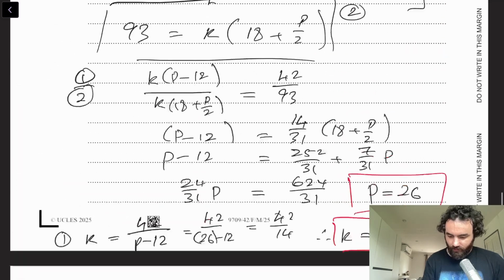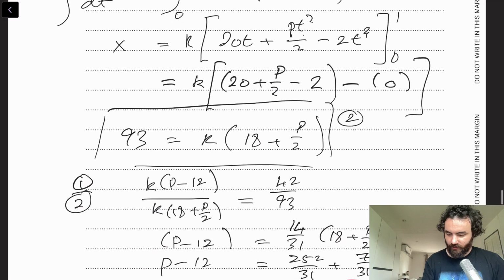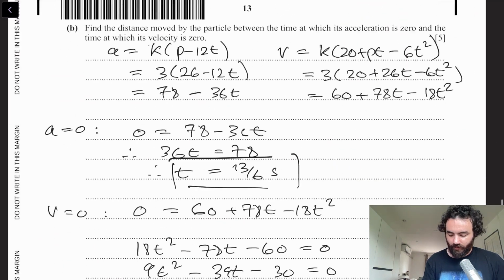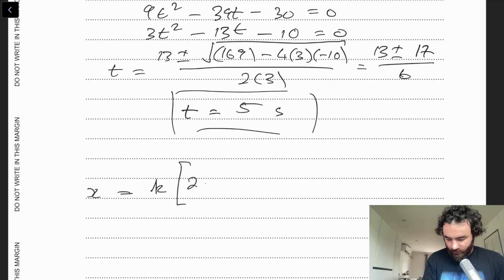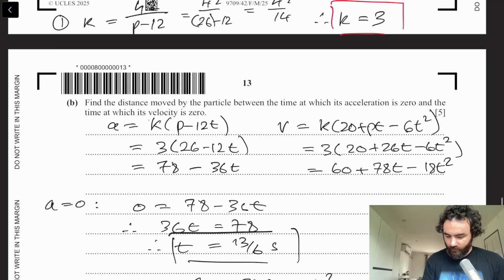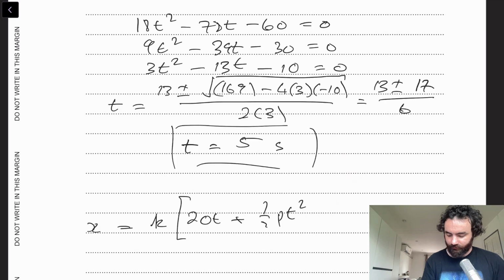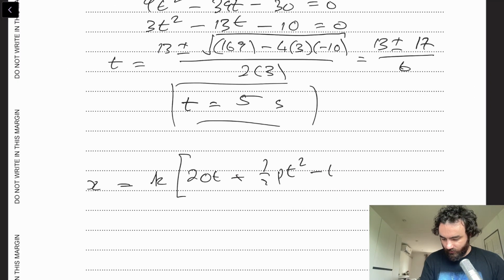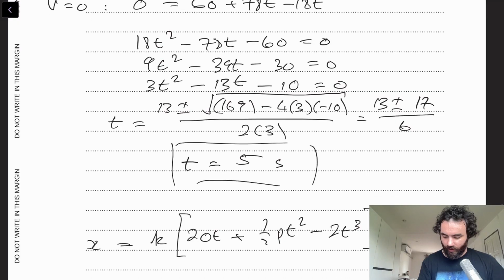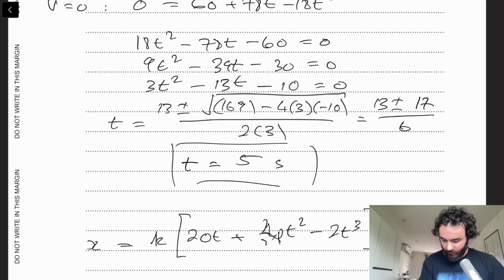So you get k of 20t plus a half pt squared minus 2t cubed. Okay, so our p was 26, so half of 26 is 13, so this thing becomes 13, and k is 3.